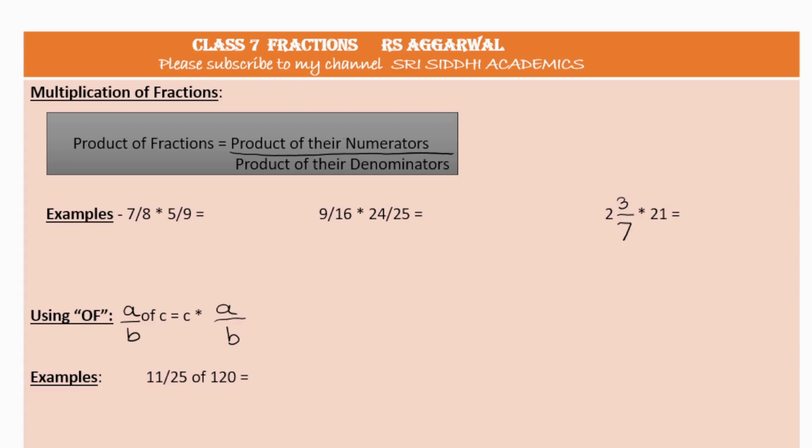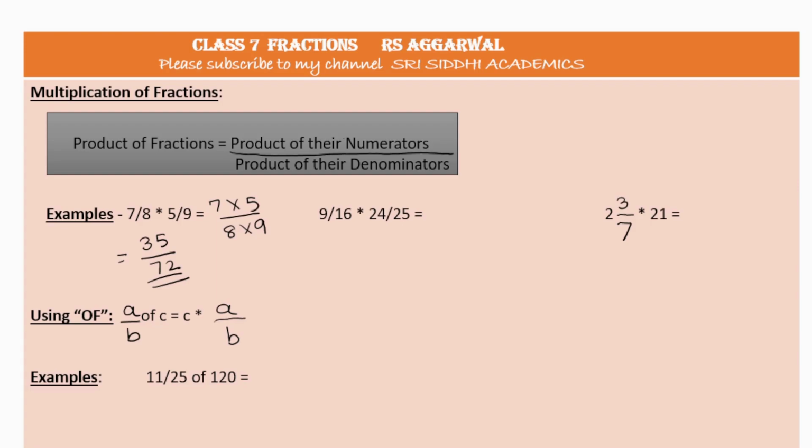Now let's solve to understand it better. This example is 7 by 8 into 5 by 9. If you have a look here, there is no common factor between the numerators and the denominators. So we simply multiply. 7 5s are 35 comes in the numerator. I'll write here 7 5s are 35 and 8 9s are 72. So this is the answer for this particular product of fractions.